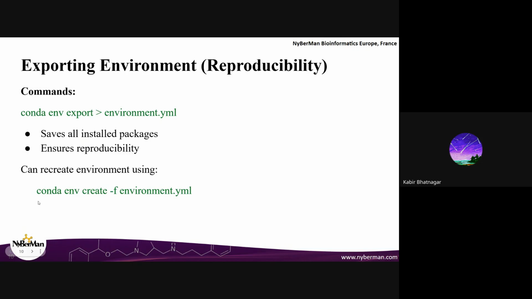So this is conda environment export. Here you can write the name of your environment, and then save it as a YML file, which is basically a human readable text formatted file. After exporting, you can recreate the same environment using this command, conda environment create. The environment that you had saved before, you can now recreate the entire same thing from the saved file and reuse it.